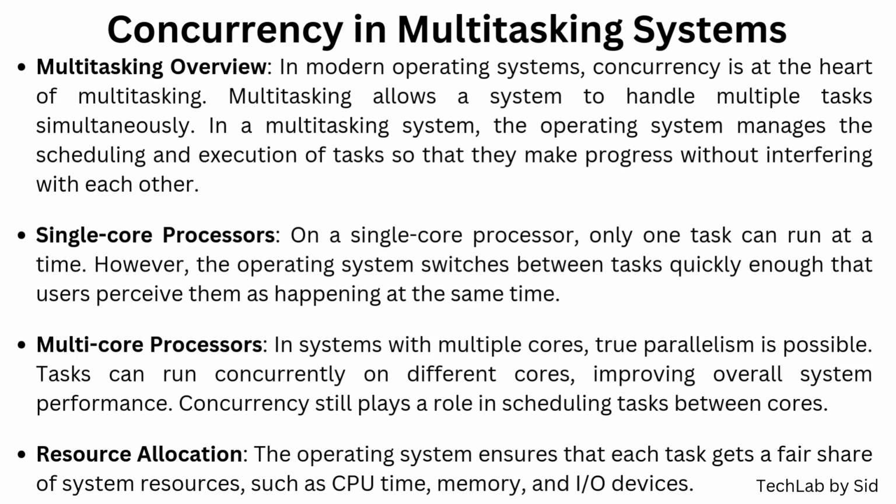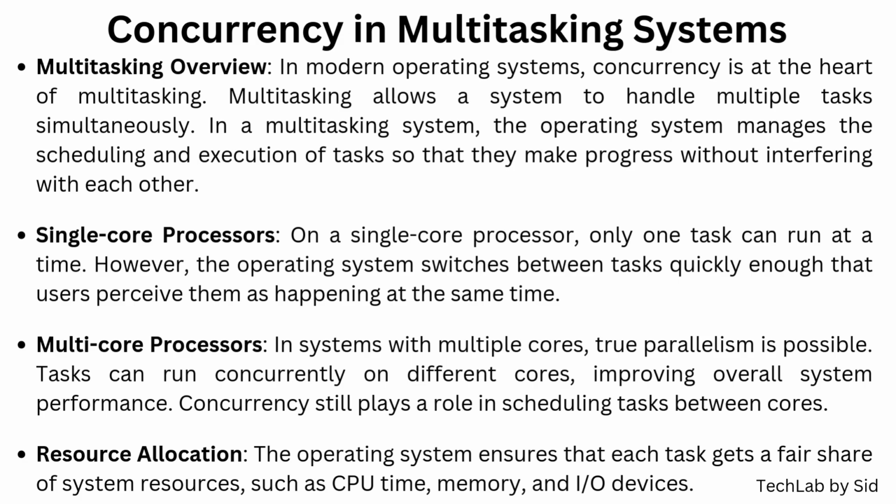Multi-core processors and true parallelism. In systems with multiple cores, true parallelism comes into play. Each core can run a different task simultaneously, allowing the system to handle more processes in less time. This results in a significant boost to overall performance. However, concurrency is still essential here, as the operating system must efficiently schedule and manage tasks between the different cores to ensure that everything runs smoothly.